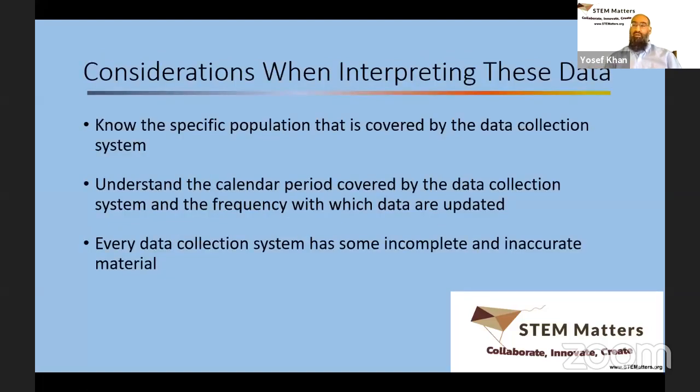And so some of the considerations that we need to take when we're looking at data and interpreting data, we need to know the specific population that is covered by the data collection system. We need to understand the time period that it is collected. We need to understand that every system is going to have limitations. Data is always going to be incomplete. And oftentimes we're going to find inaccurate material and inaccurate data. And so we have to come up with alternative scenarios and alternative methods to handle that type of data.